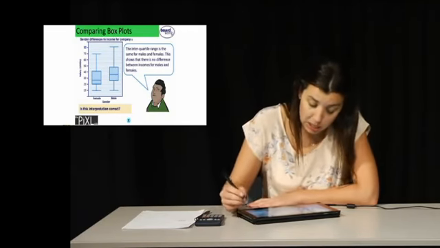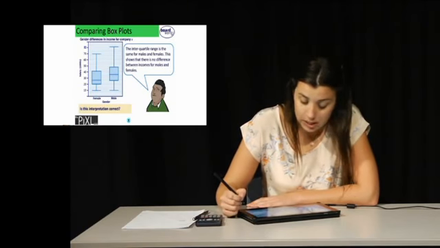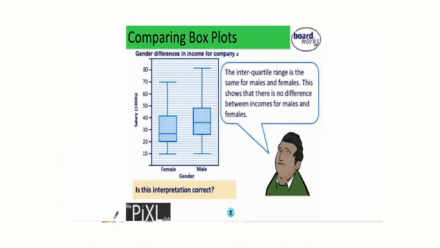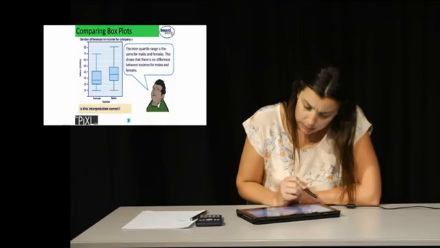If we look at this question here, it's about gender differences in income for a company. We've got on the left here our females, we've got our highest, our lowest value. We then have our box in the middle with the upper, lower and median, and the same thing for the men. Now we've got a comment.